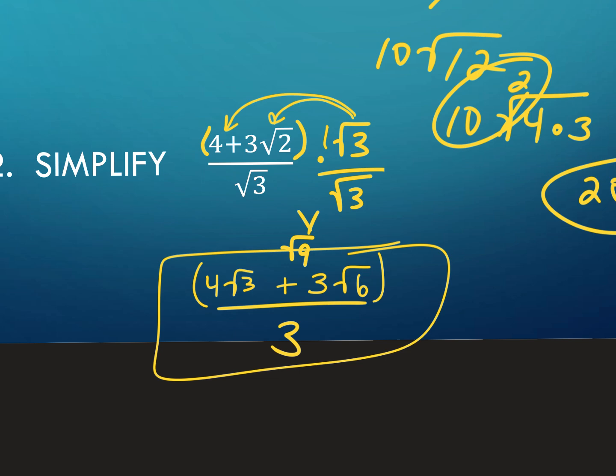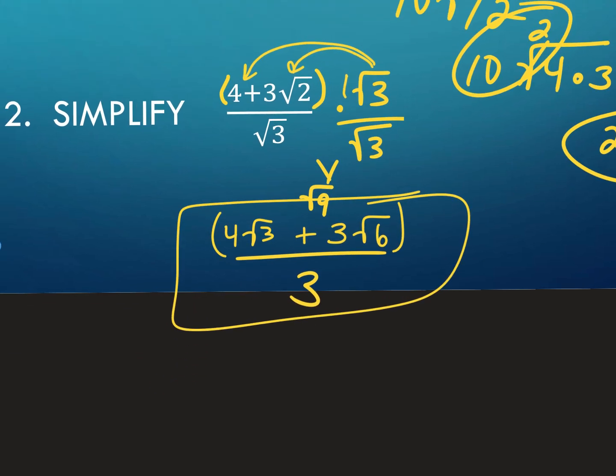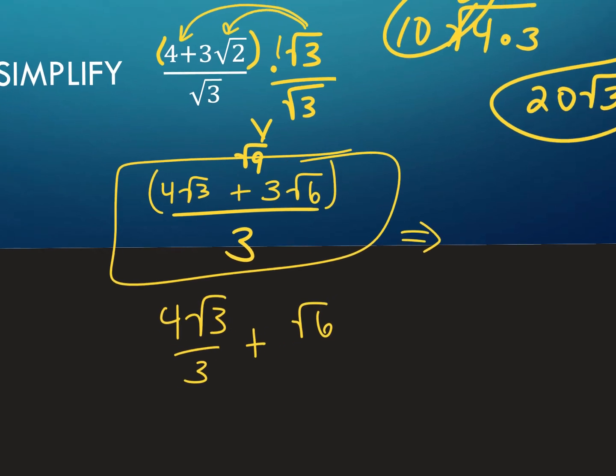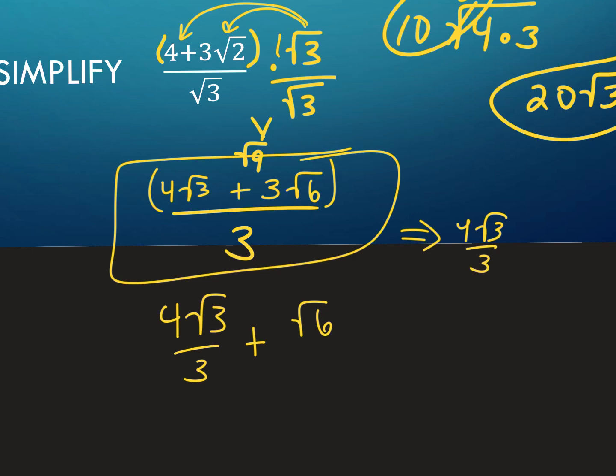Do you simplify it? There's nothing to simplify. I mean, in a sense, you could, Luna, you could say 4 square root of 3 over 3 plus the square root of 6. Was that what you were thinking? Okay, because I have a monomial in the denominator, we don't need to get into this right now. You can rewrite this fraction as 4 square root of 3 over 3 plus 3 square root of 6 over 3. And then you can simplify there. But there's no need to do that right now.